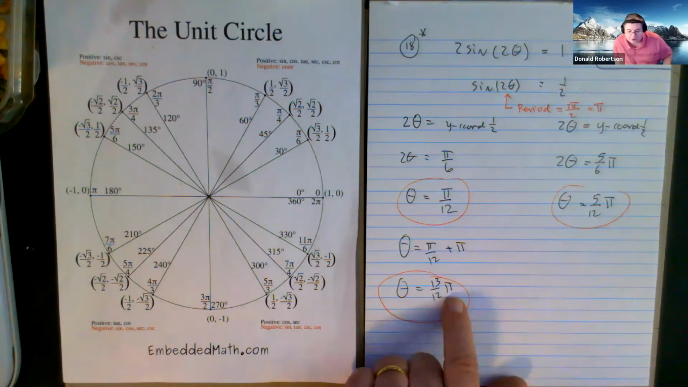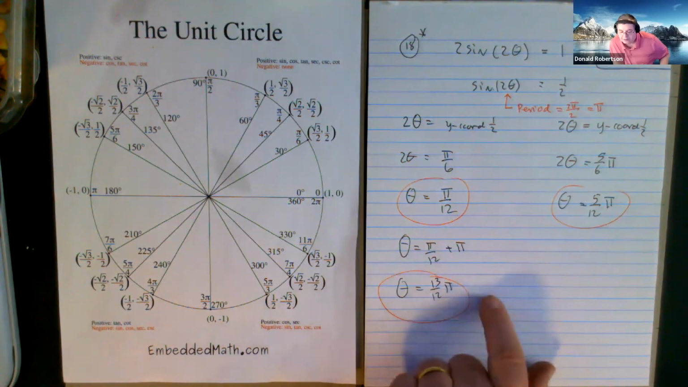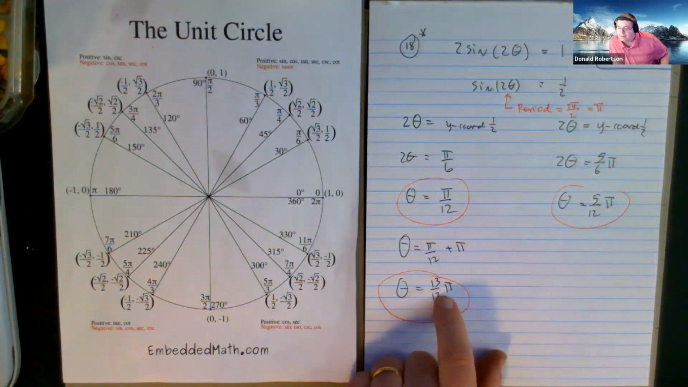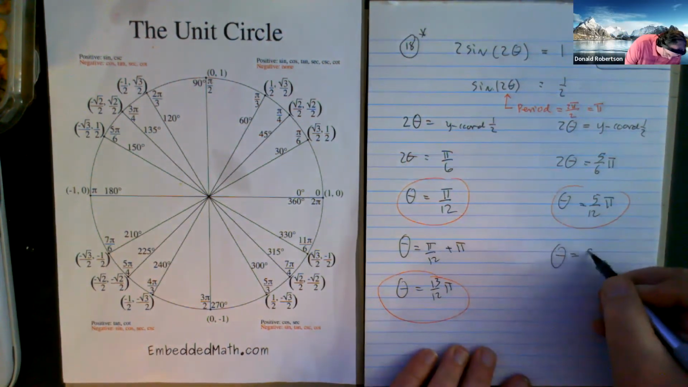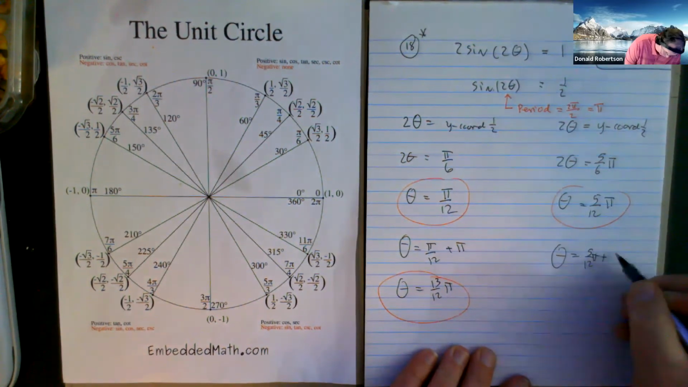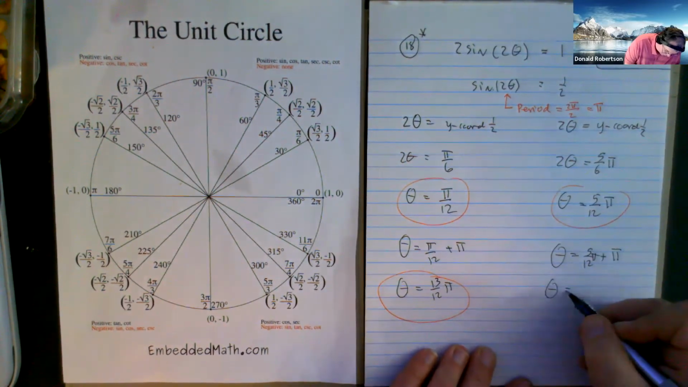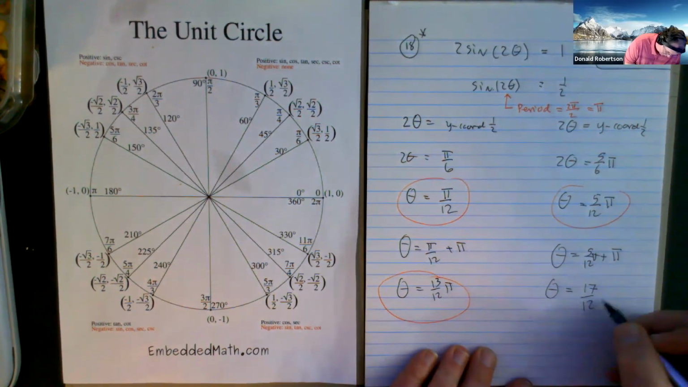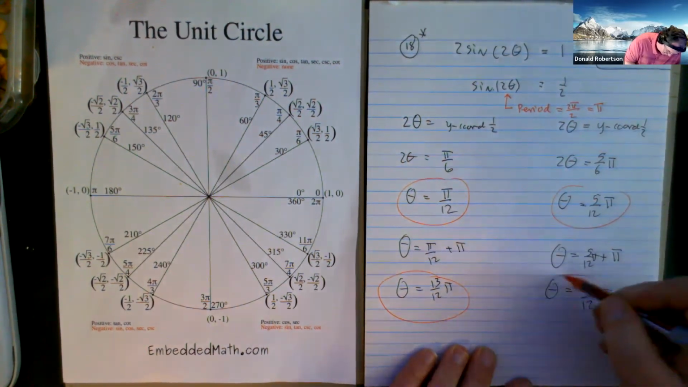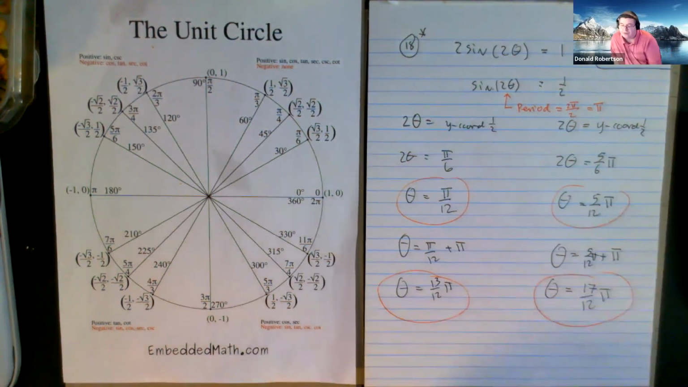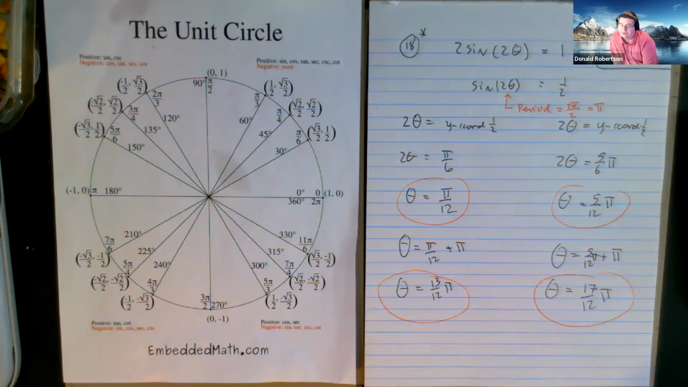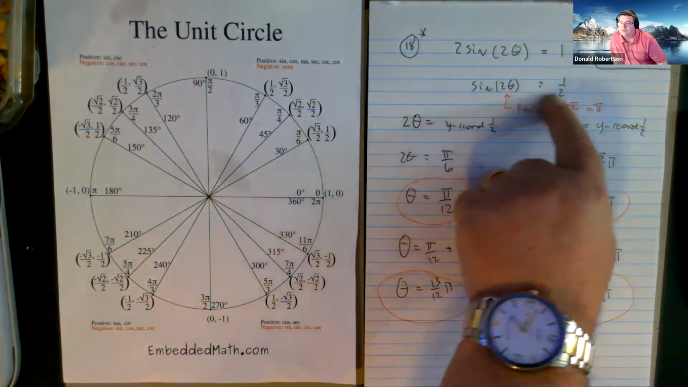If I try to add another pi, another period of pi, that would be too big, right? So I'm stopped. I got everybody I need. If I take this one and I add the period, which is pi, I will get an angle of 17/12 pi. And that's a good answer. But if I try to add another pi, it would be too big. So in this question, can you see there are going to be 4 distinct answers, 4 different angles in the range 0 to 2 pi, where this would equal a half.